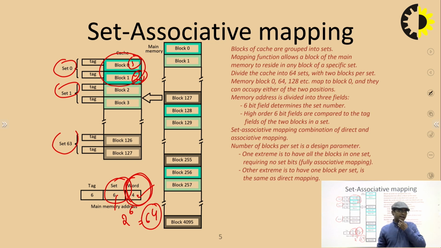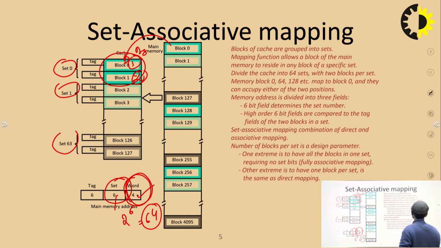So, we can have a choice to bring the block to either the first location or the second location, depending upon which one is free. So, within the set we have associative mapping. Basically, set associative has the benefits of both direct as well as associative. The set is mapped directly, there is no option to change the set, and within the set there are two options: whether we go to block 0 or block 1.